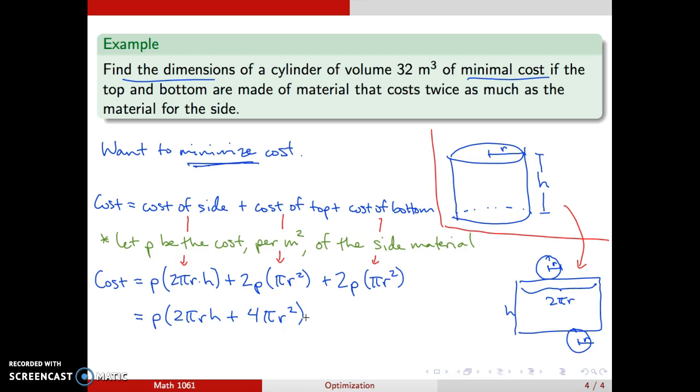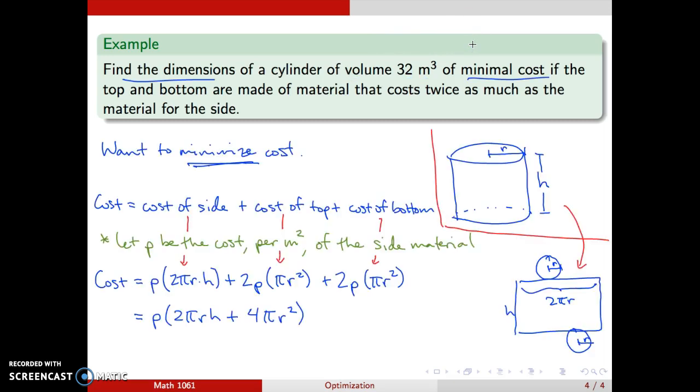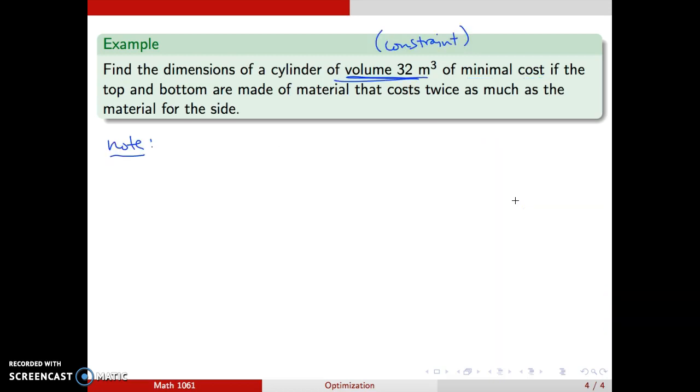Okay, so we're kind of stuck there for a minute. I've got a lot of things floating around. Well, let's note the volume has to be 32. So here's my constraint. Because if I wanted minimal cost, I would just make it as small as I possibly could, a fraction of a millimeter by a fraction of a millimeter, whatever it might be. But I had this constraint. I need to be big enough so that it has a volume of 32 cubic meters.